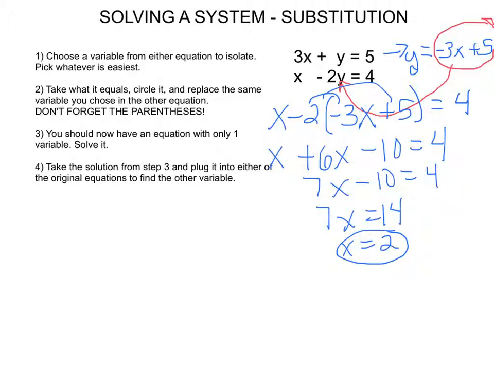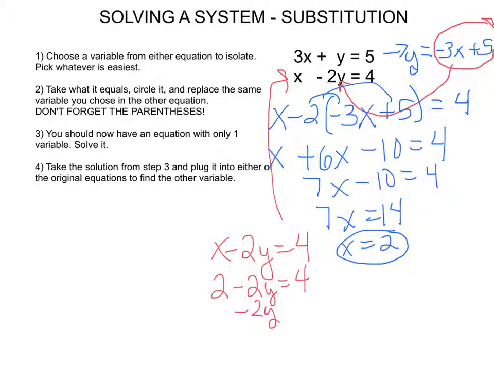The next thing we need to do is take what we found, which is x equals 2, and plug it into either of these original equations in order to find y. I'm going to work with the second one. So if we have x minus 2y is equal to 4, we get 2 minus 2y is equal to 4. So negative 2y, we subtract the 2, is equal to 2. And so y is equal to negative 1. And we are almost done.